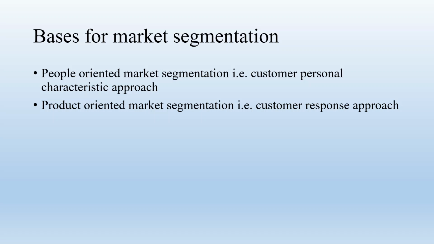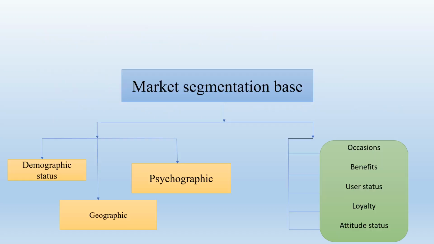So base of market segmentation, there are mainly two types: people oriented market segmentation, that is the customer personal characteristic approach, and product oriented market segmentation, that is the customer response approach. Where people oriented means the product is made for the people, and product oriented means the customer's response, what the customer's response is. That is called product oriented market. So here the market segmentation base is people oriented and product oriented.